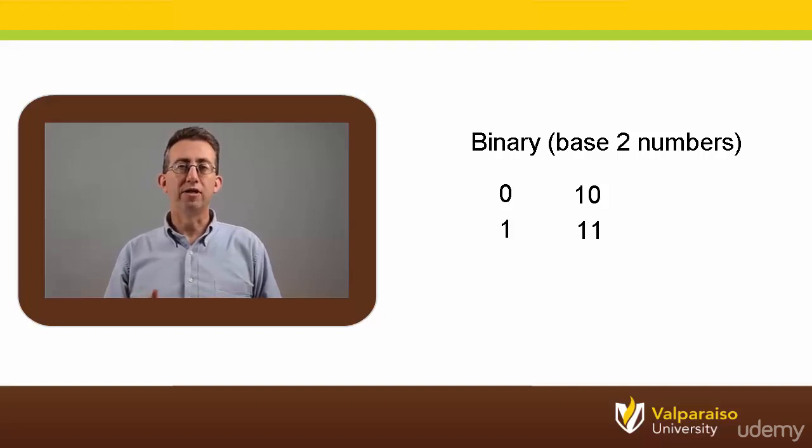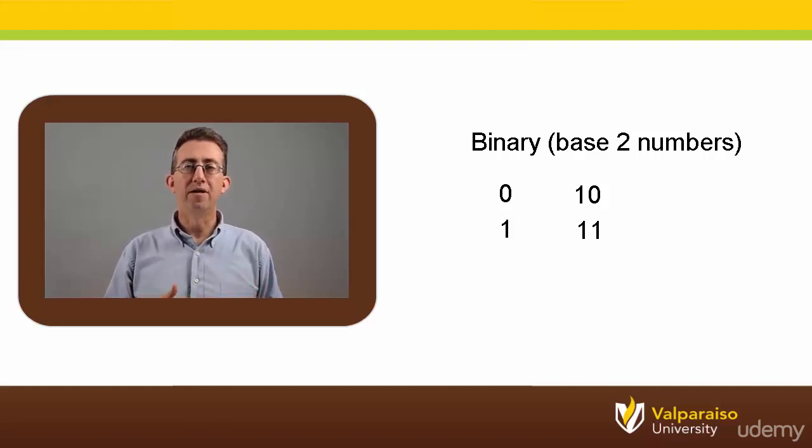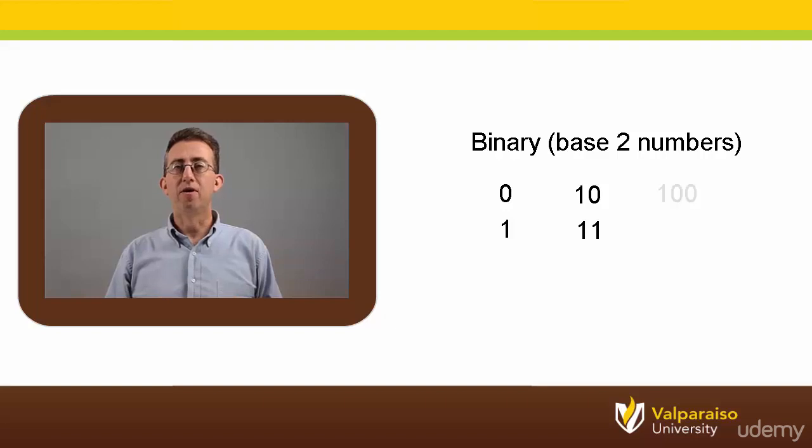Next we run out of digits to use again, so we put another 1 in front and reset the rest of the digits to 0, 0, giving us 1, 0, 0. And finally, to get to decimal number 5, we count up one more number to get 1, 0, 1.